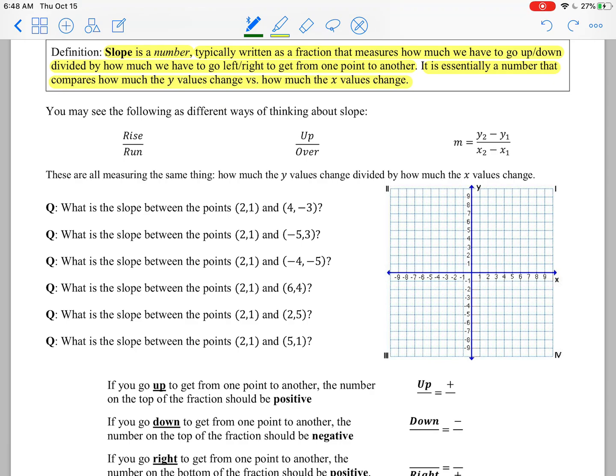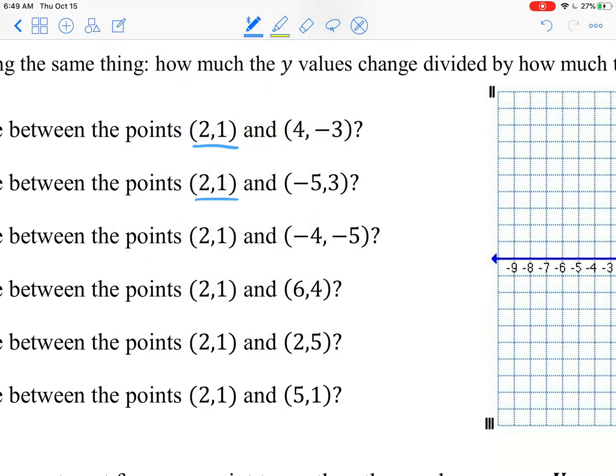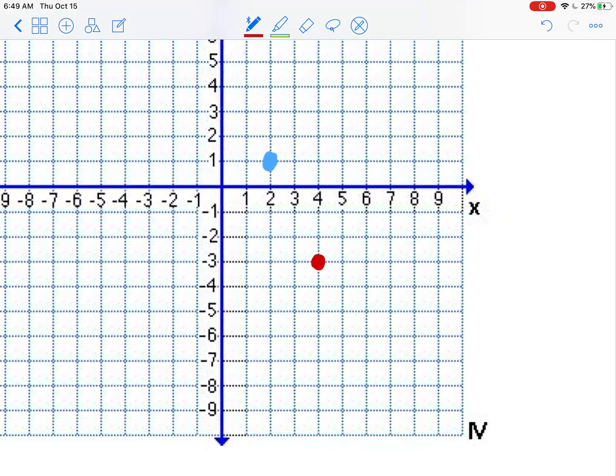So what I want to do here is plot some points and make sure we're on the same page about the slope between these 2 points. Let's plot the point 2, 1. This is always going to be my light blue point, the point I'm going from. They want to know, what's the slope between 2, 1 and 4, -3? So I'm going to put 4, -3 here in red. We're going to determine the slope between these 2 points, going from the blue point to the red point.